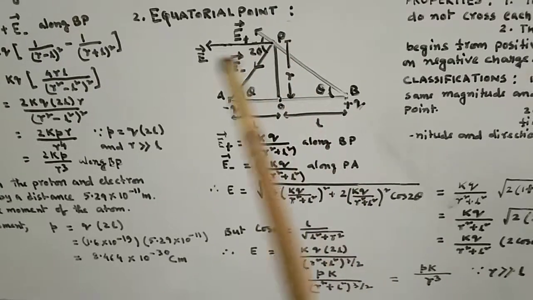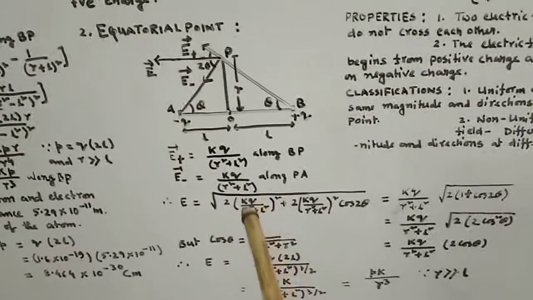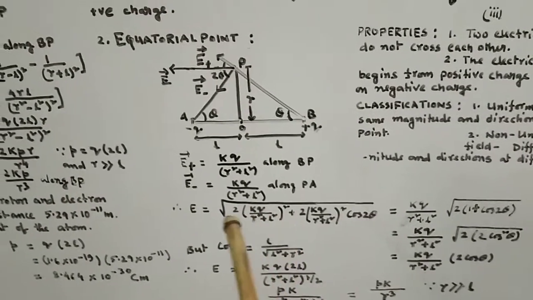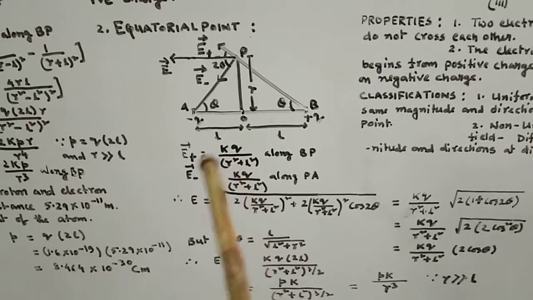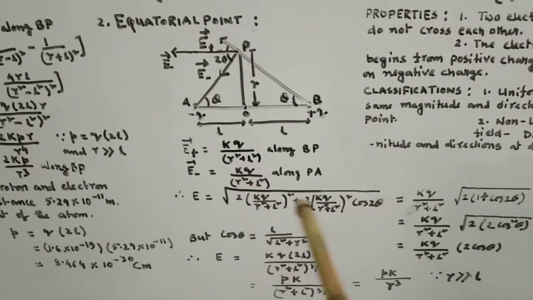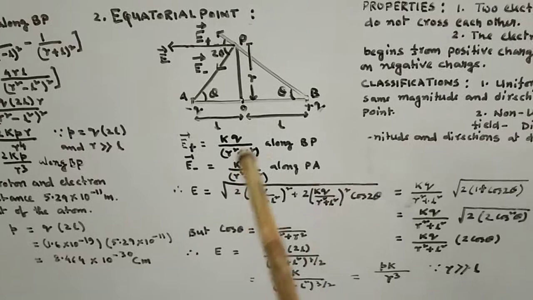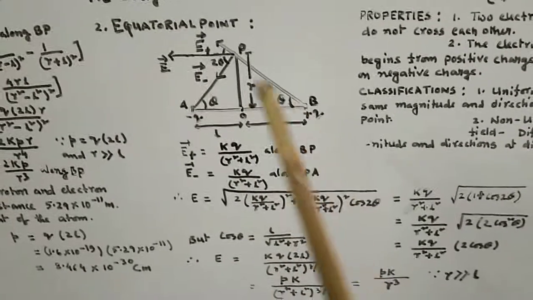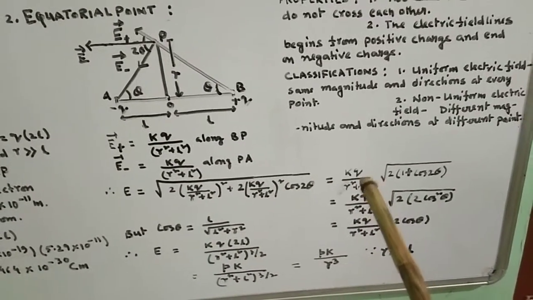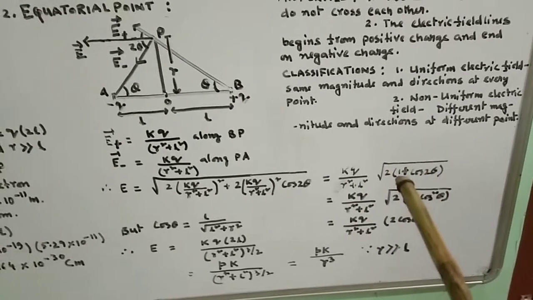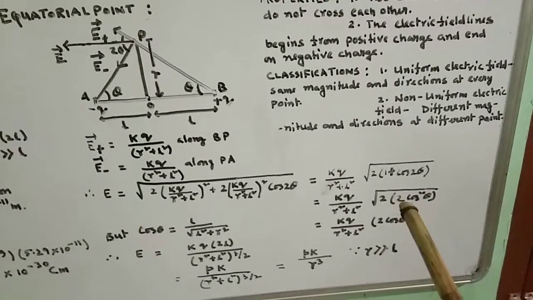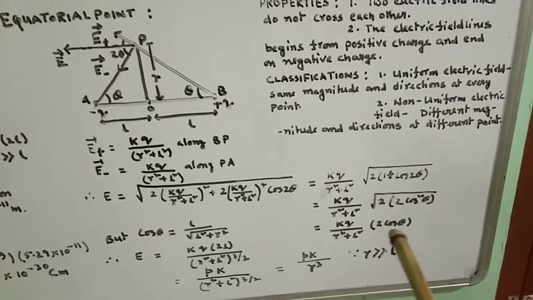Now if you have to define the resultant field, you have to use the vector addition condition: root over a square plus b square plus 2ab cos theta. Here, a square plus b square, this square plus this square, comes out to be 2 times, because they have the same magnitude, and 2ab is also the square of the same magnitude, and the angle is 2 theta, so cos 2 theta. If you take out the common term, kq by r square plus l square comes out, and root over 2 times 1 plus cos 2 theta. 1 plus cos 2 theta is 2 cos square theta, so 2 times 2 cos square theta gives 2 cos theta.